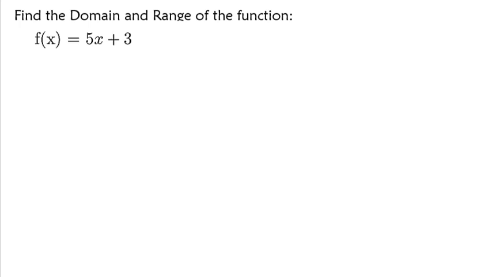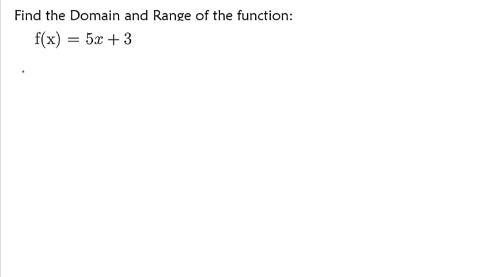So find the domain and range of the function f of x equals 5x plus 3. First of all, the domain is the set of all possible input values of x that will be allowed to be substituted in the function. Okay, so the domain is the x, while the range is the set of all possible output values of y that the function can produce.